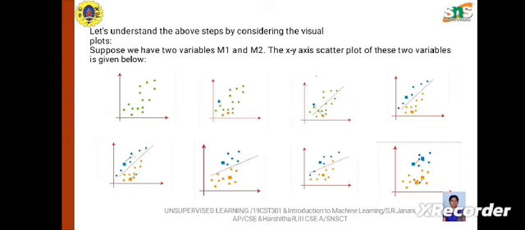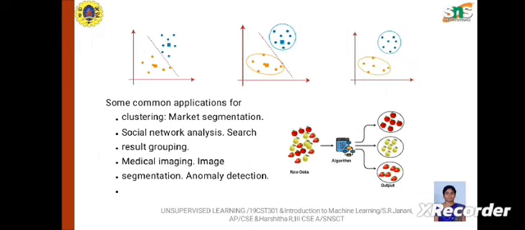We are also going to see some common applications of the k-means algorithm. Especially it is used in market segmentation, social network analysis, search result grouping, medical imaging, image segmentation, and anomaly detection. The diagram represents raw data which forms a major output by using the k-means algorithm. So this is the content about the k-means algorithm.